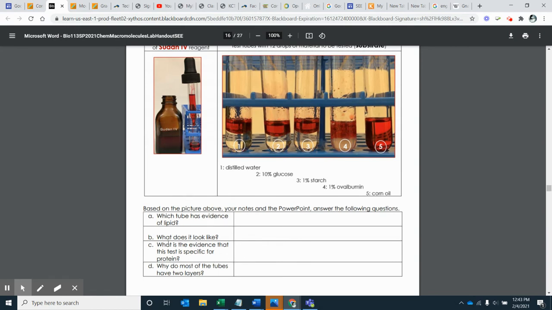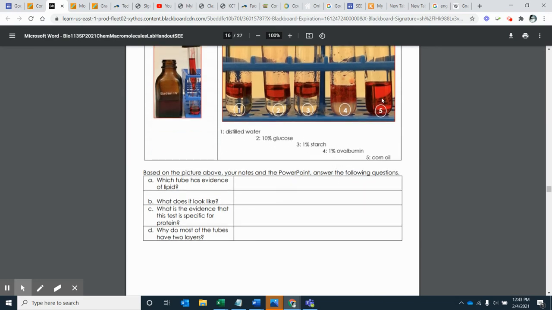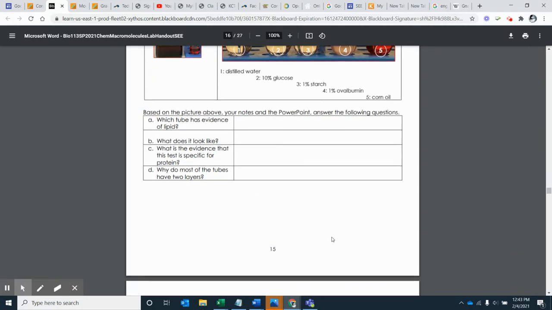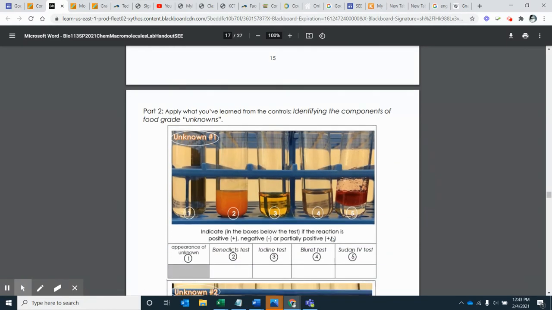And there's actually a typo in here. What is evidence that this test is specific for protein? It's not specific for protein, it's specific for lipids. And it shows you that only the one, number 5, gives you a positive reaction.